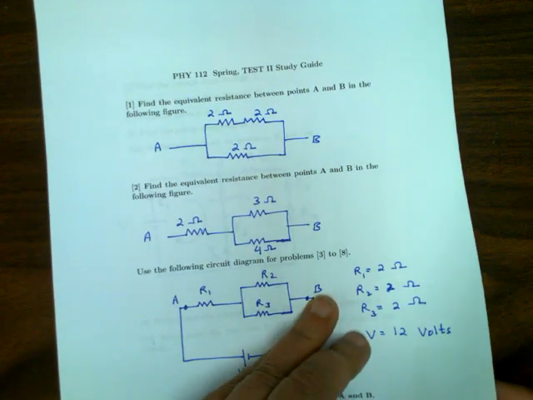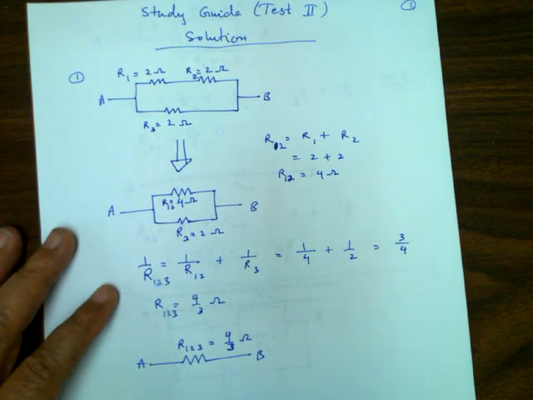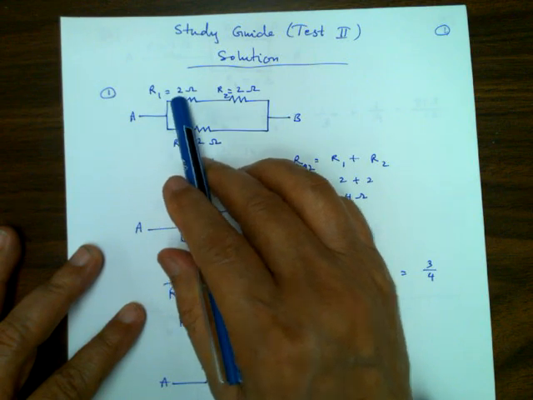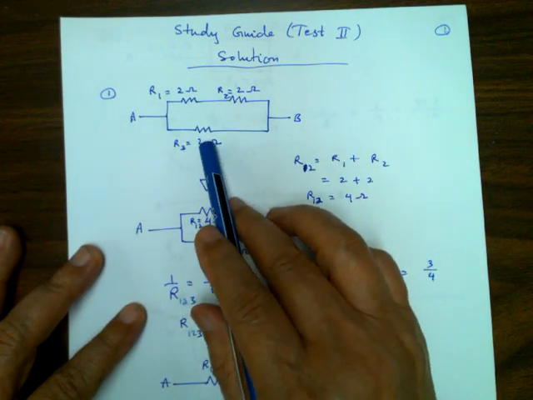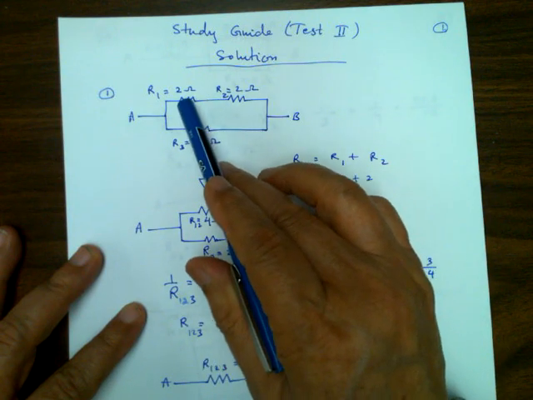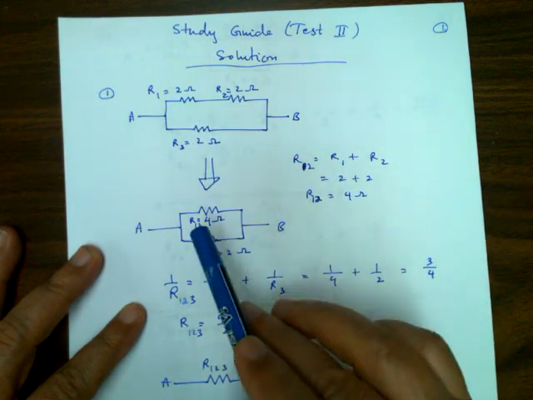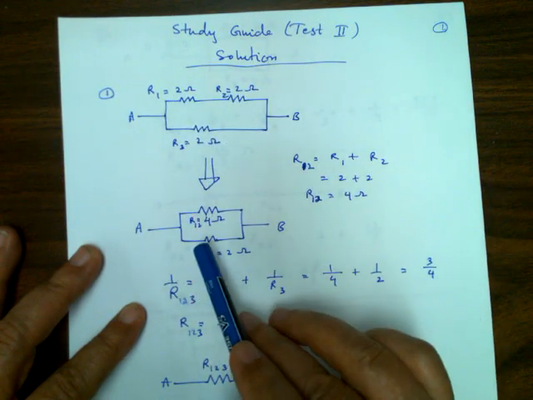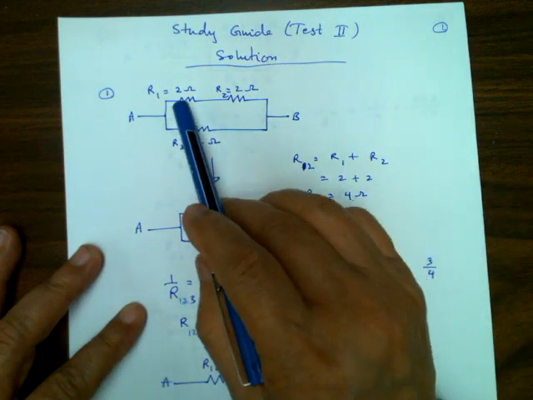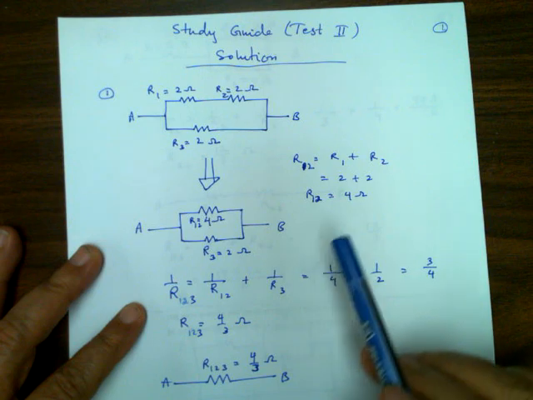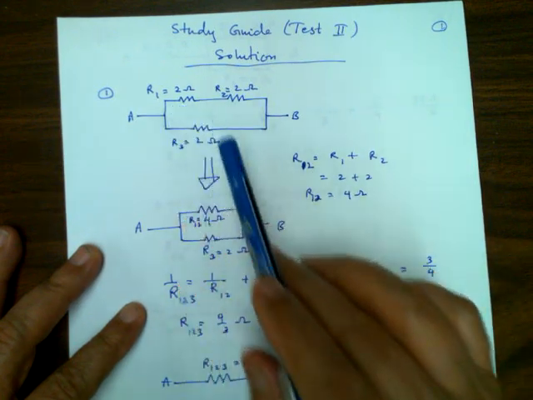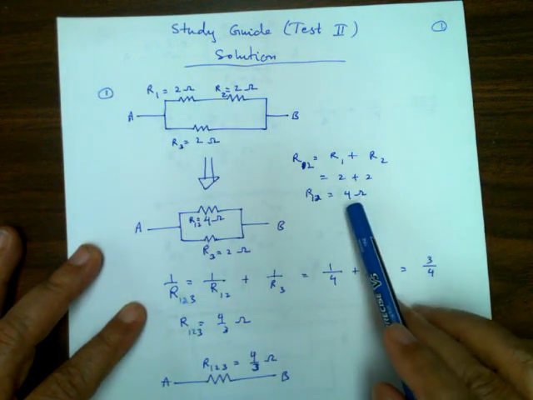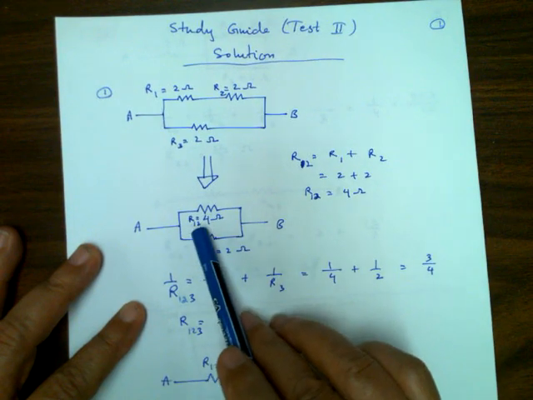Alright, so let me show you the solution. I have redrawn the figure. Now I call this R1 and R2, and this is R3. After I find the equivalent resistance of the top two, I should end up with this figure, where instead of R1 and R2 separately, I will have R12. R12 is R1 and R2 in series, so I use a straightforward formula. R12 is R1 plus R2, so 2 ohms plus 2 ohms, so R12 is 4 ohms.